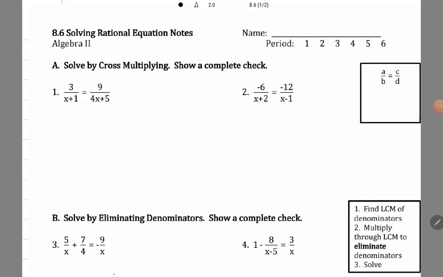Today we'll be solving rational equations. Before we were simplifying, adding, subtracting, multiplying, and dividing rational expressions, and it all leads up to this.